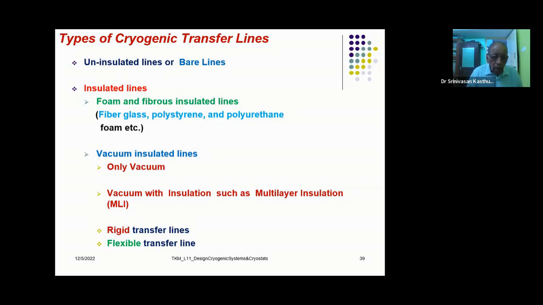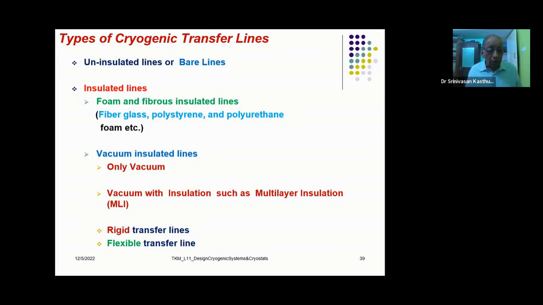You can use vacuum insulated lines. You can, for example, use only vacuum as the insulation. That means the inner line will be surrounded by an outer line, and the interspace will be evacuated. That is called just a vacuum transfer line. Then you can have vacuum insulation along with multi-layer insulation. In other words, it is called an MLI insulated transfer line, because multi-layer insulation will be effective only if you use vacuum along with it. So use that type of arrangement.